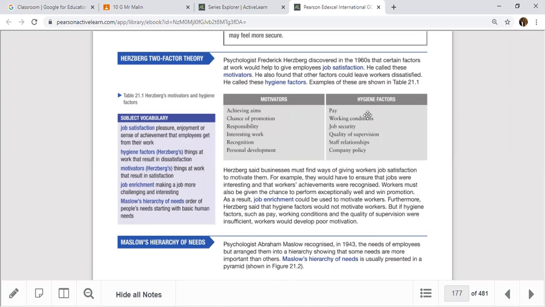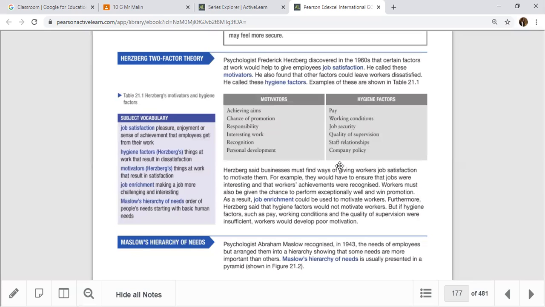And CSRWS3, these factors are the hygiene factors, or the dissatisfiers. You can see pay, working conditions, job security, the quality of supervision, staff relationship, and company policy.